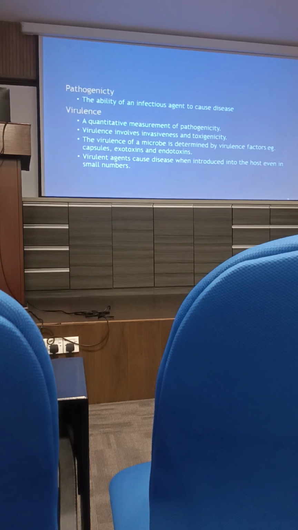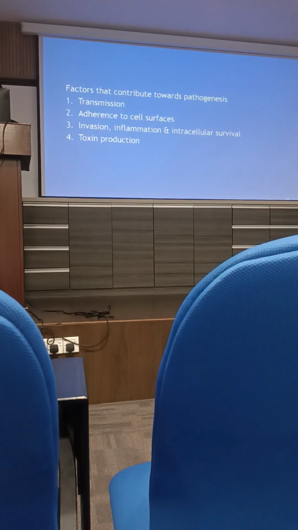Pathogenicity is the ability of an infectious agent to cause disease, and virulence is the quantitative measurement of pathogenicity. So one pathogenic bacteria can be more virulent than another bacteria. They can be of the same species also, but one may have certain virulence factors that make it more pathogenic. So what contributes towards pathogenesis?